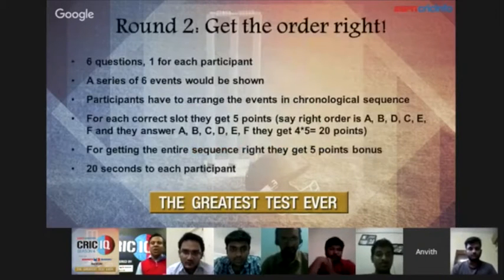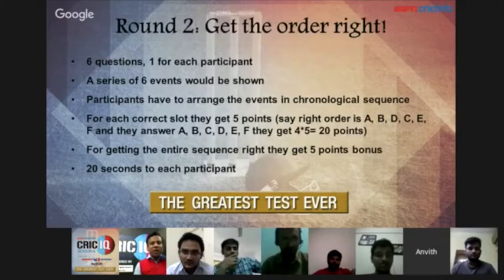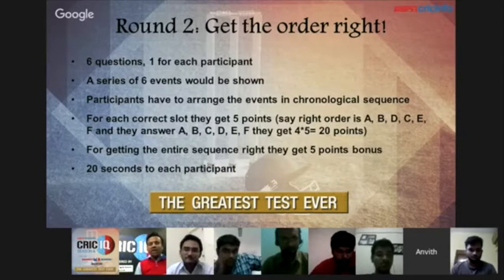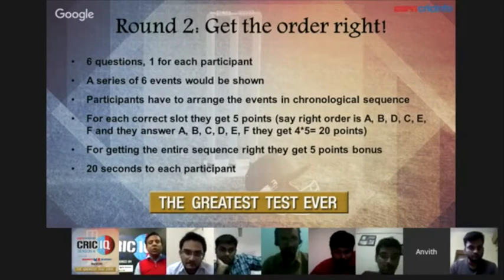The second round is called Get the Order Right. Again, we have 6 questions, one for each participant. On your screen, and please look at your screen very carefully, a series of 6 events will be shown. Participants have to arrange the events in chronological sequence. Which came first, which came second, which came third, which came fourth.